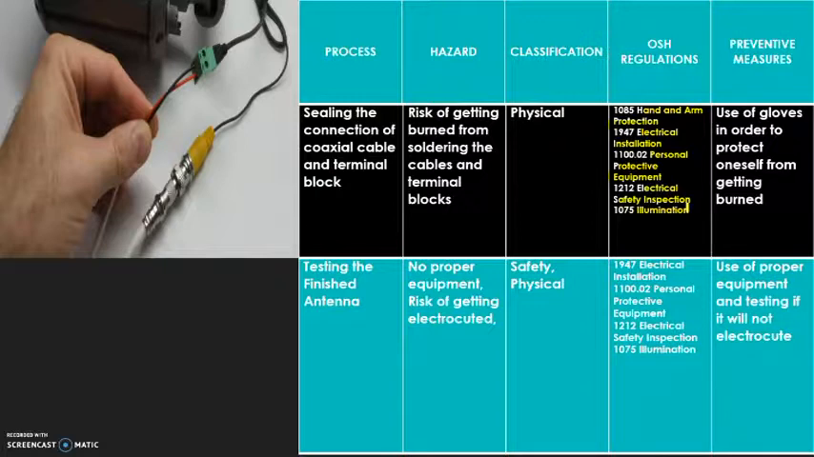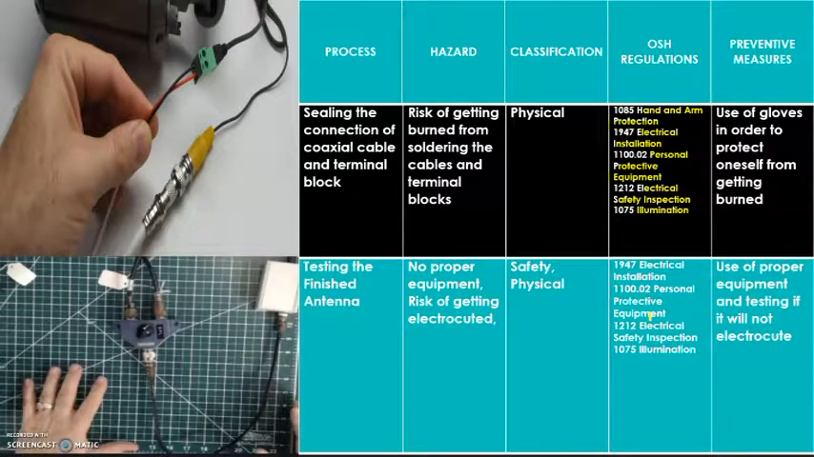The next step will be the testing of the finished antenna. We have to use the proper equipment since we also have the risk of getting electrocuted, and it falls under safety and physical. It has the same OSH regulations. This is an example of a finished antenna, and we can see that the person can be very vulnerable to electrocution.